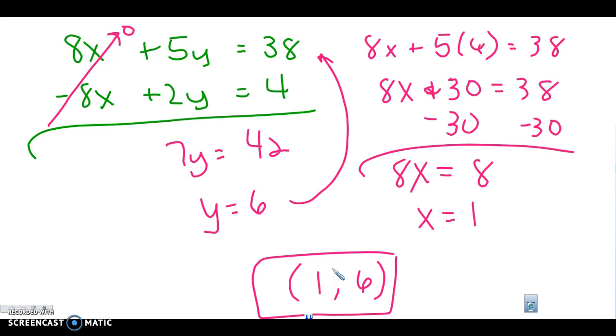Okay, and we will practice this more in class and talk more next time about how to use elimination with multiplication so that we always get what we want, and also talk about when is the best time to use each one of these methods.